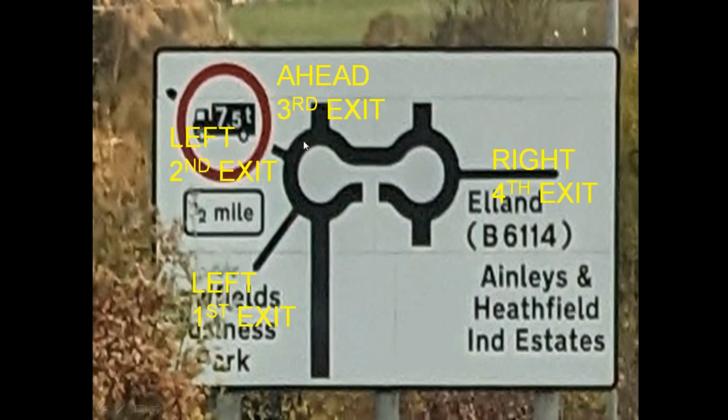Now ahead third exit is stubbed out because that basically means you've come off the dual carriageway and then you're going back onto it. But it is a valid exit, and it's one that we would often use to help train you for exiting and getting back onto a dual carriageway. Right fourth exit means going all the way round, coming under the bridge, and then coming back off on your fourth exit going towards Elland.